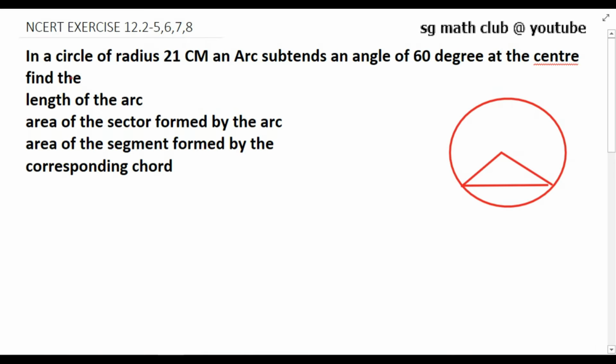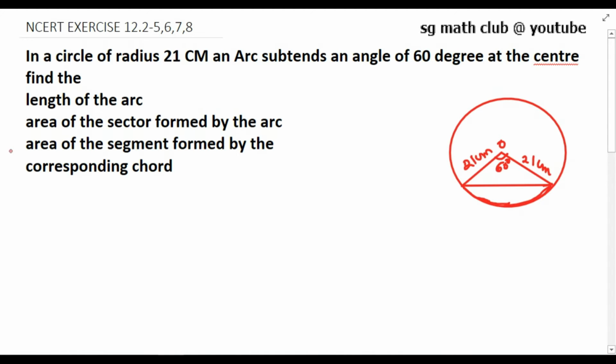So the first question is: in a circle of radius 21 centimeter, an arc subtends an angle of 60 degree at the center. We need to find the length of the arc.